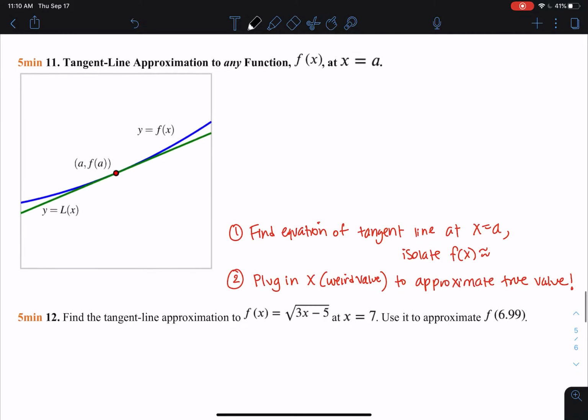Okay, last section of the day is something called the tangent line approximation. Now, the tangent line approximation says this. I'll give you actually 30 seconds or pause the video to copy this down.